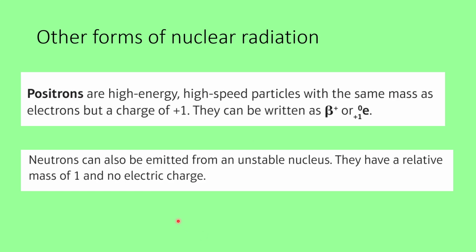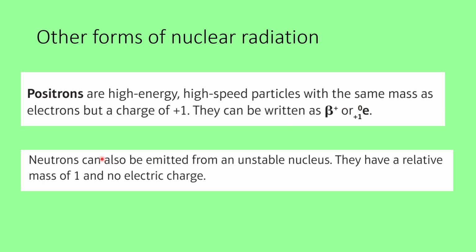Now there are two other types of nuclear radiation that you need to know about. First one is positrons. These are high energy, high speed particles, just like beta. They have the same mass as electrons, same as beta, but they have a charge of +1, whereas an electron or beta particle has a charge of -1. They can be written as this beta symbol with the little plus rather than the minus, or with the same symbol as the electron but with a positive charge here rather than a negative charge.